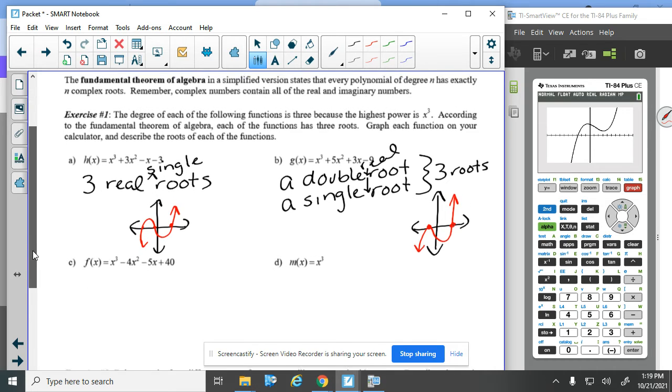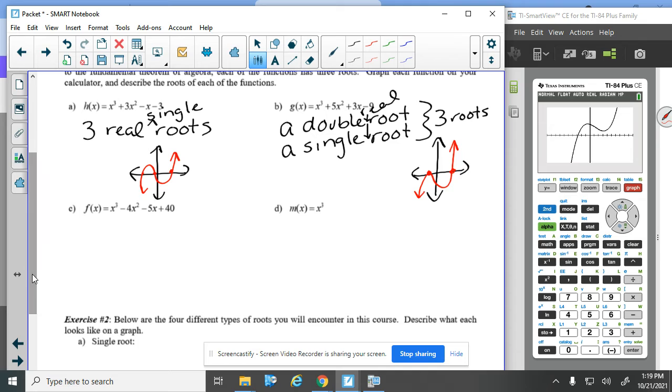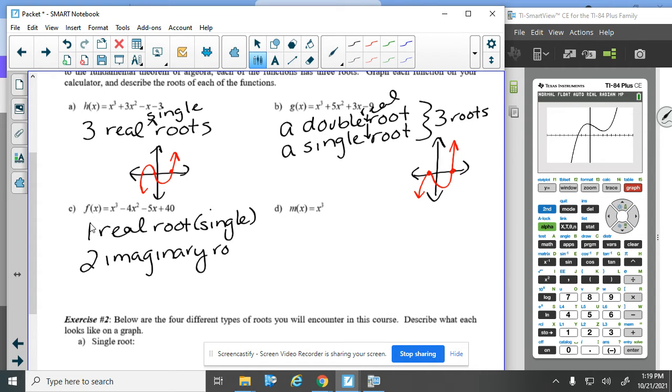This is kind of like how we had imaginary roots with our quadratic equations when we talked about those last unit. So I have 1 real root, and that's a single root, and 2 imaginary roots. The total is still 3, and my picture looks something like this.